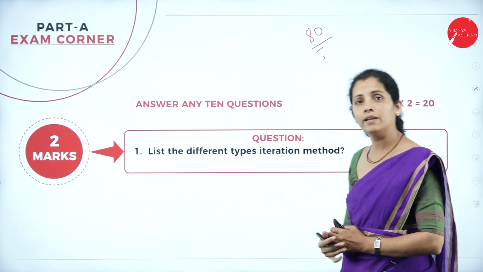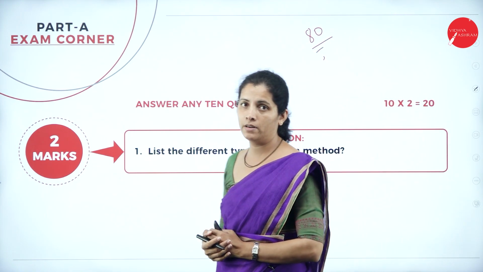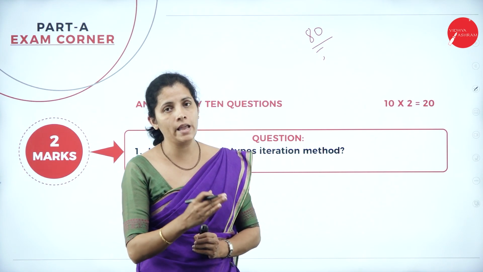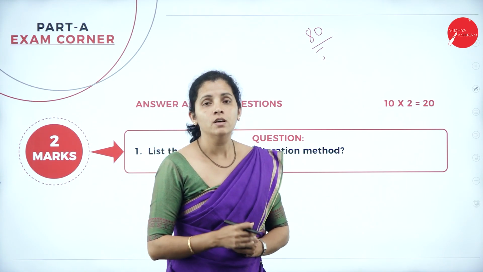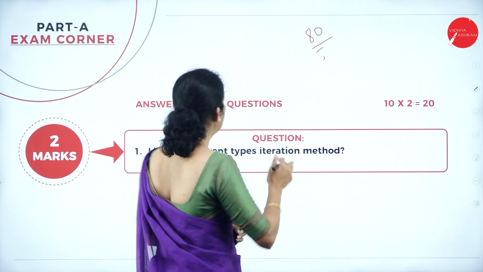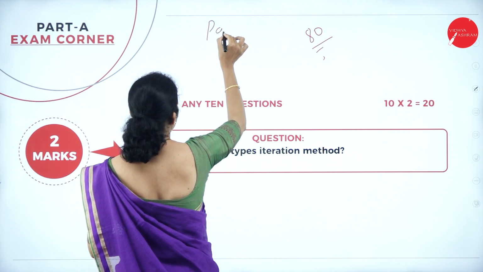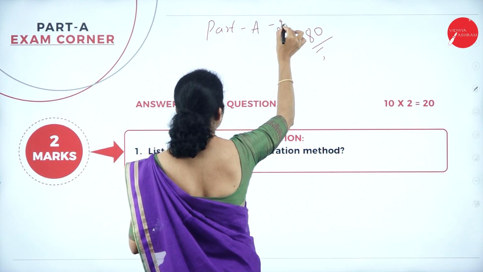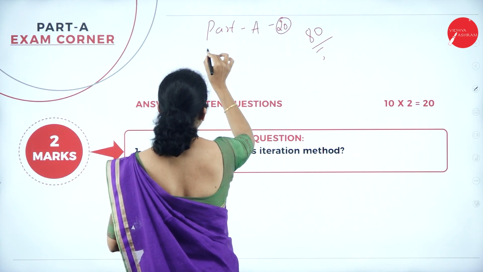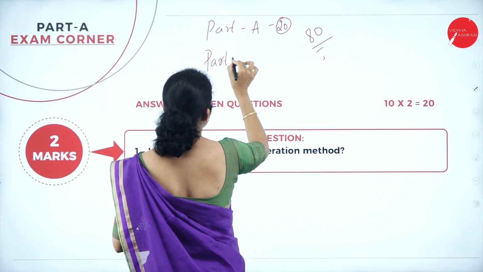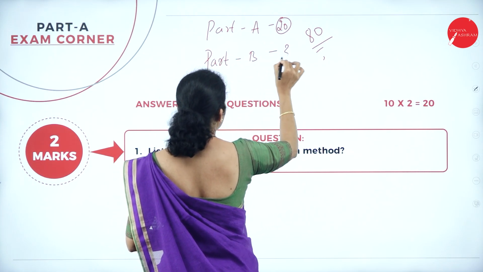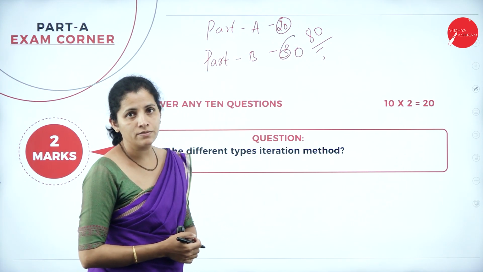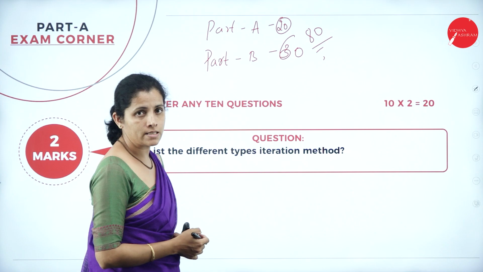So dear student, if I consider this paper, I have two sections, that is part A and part B. Under part A, it is for 20 marks. Part B is for 60 marks.